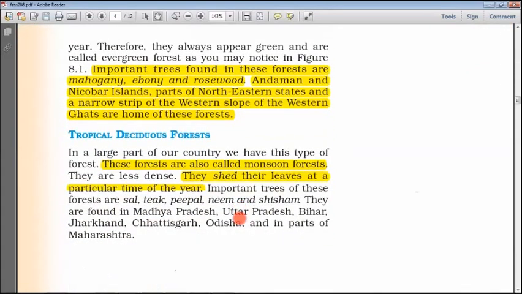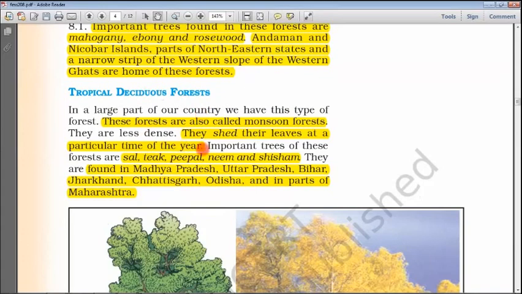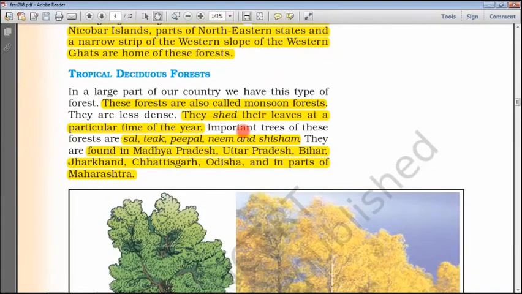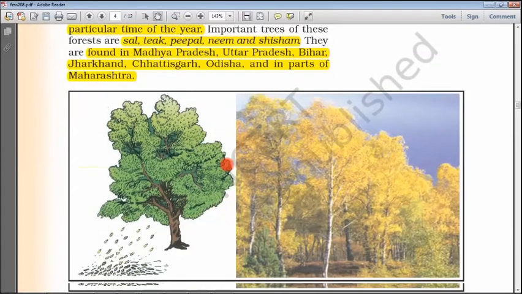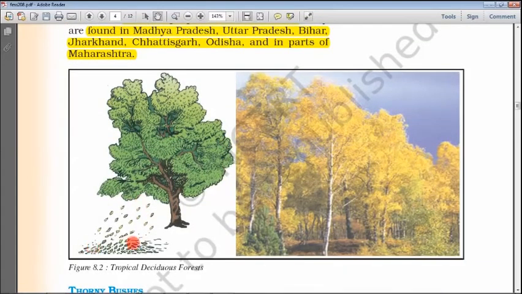Then coming to the second type of vegetation, which is tropical deciduous forests. These forests are also called monsoon forests because they shed their leaves at a particular time of the year because of the lack of water in the dry season. Important trees in these forests are sal, teak, peepal, neem, and shisham. Remember these names. These are found mainly in Madhya Pradesh, Uttar Pradesh, Bihar, Jharkhand, Chhattisgarh, Odisha, and parts of Maharashtra. Here the picture is given. The trees shed their leaves in the dry season.